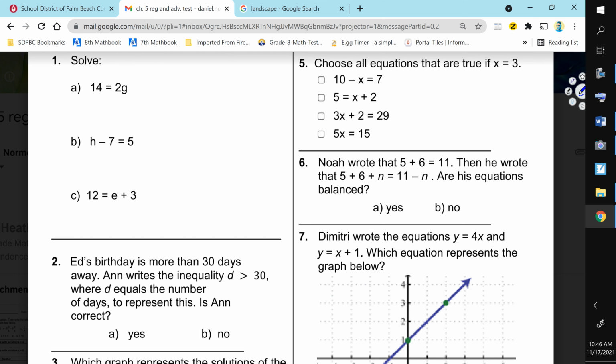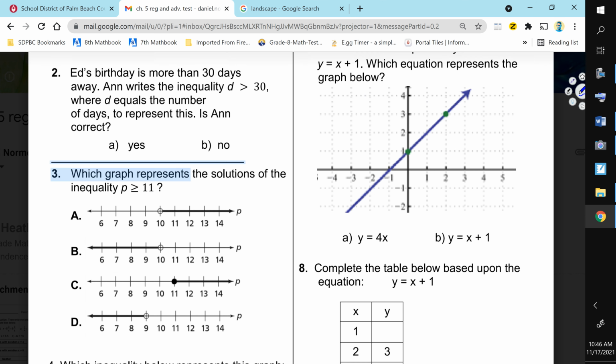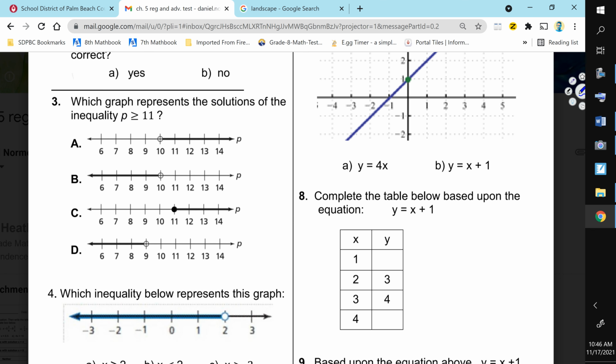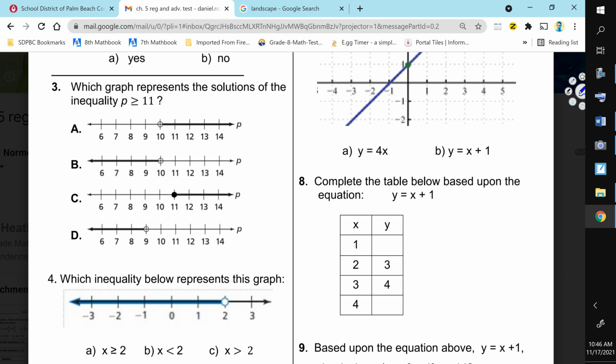Number 2. If you missed it, you cannot do it again, but I will tell you the answer. Is this more than 30 days? If this is more than 30 days, guys, you should have put yes for number 2. But if you missed it, I should have put an X because obviously it's the other one if you missed that one.